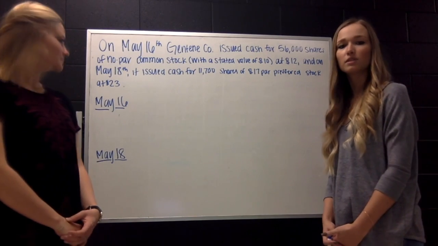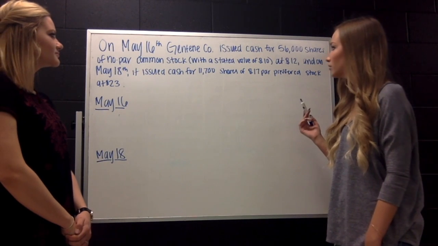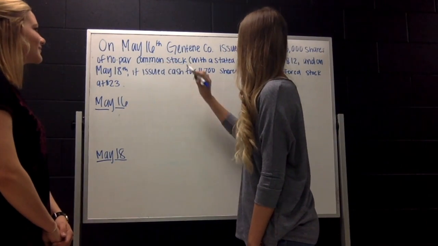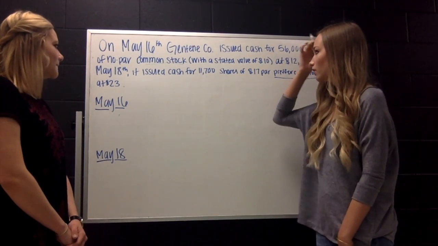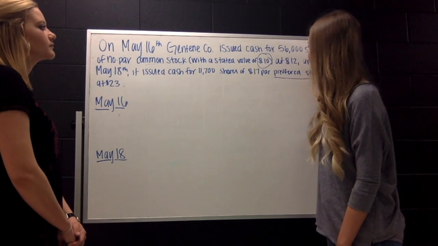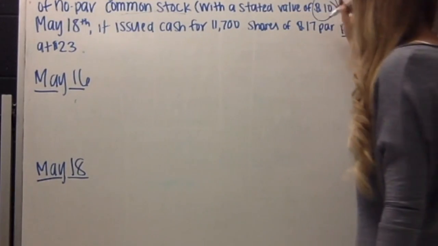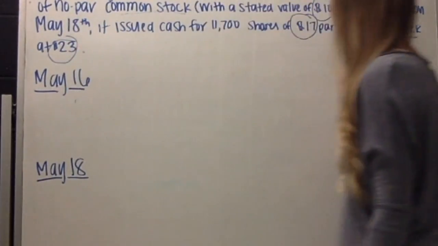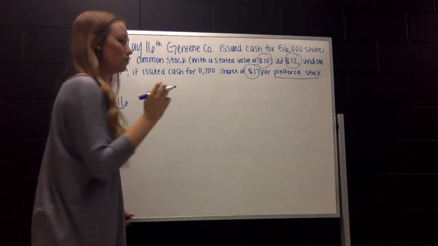So you might be wondering what this means, and when you break it down, it's really not that hard. We have two different types of stock: common stock and preferred stock. Common stock is paid second, and preferred stock is paid first. So we have to look at the different values for each of these. Since this is no par, it has a stated value of $10, and it is issued for cash at $12. On the other hand, preferred stock has a par value of $17, and it is issued for cash at $23. So when we go into doing the accounts on May 16th, first we're going to do the common stock.